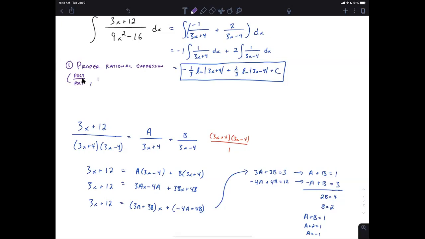Proper means the degree of the top, dg of the top, is strictly less than the degree of the bottom. The degree is the largest power of a polynomial when you have it in terms of one variable x. So the degree of the top here is 1, the degree of the bottom is 2, 1 is less than 2. That means this is a proper rational expression. If the degree of the top is bigger, or if the degree of the top and the bottom are equal, you have to do something else first. So this works when it's a proper rational expression.